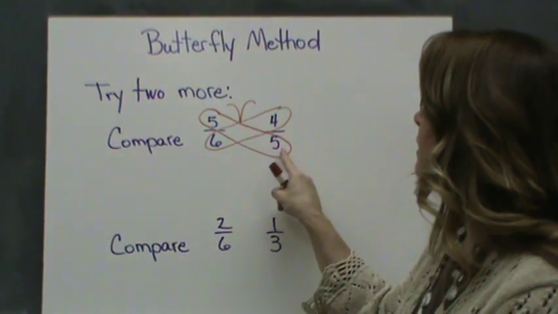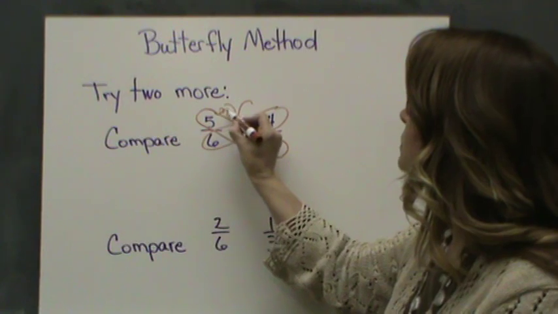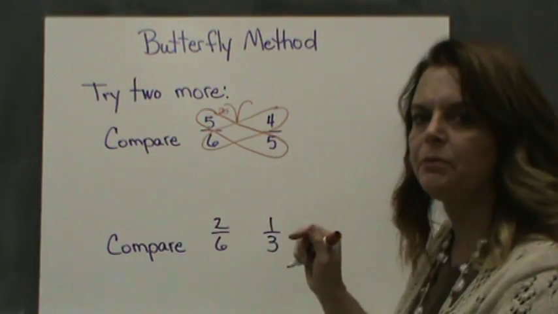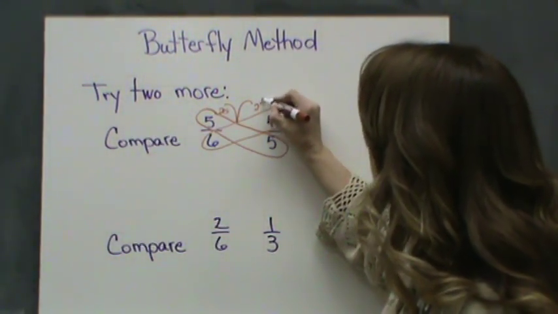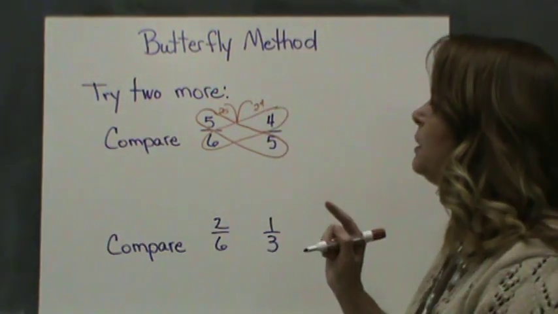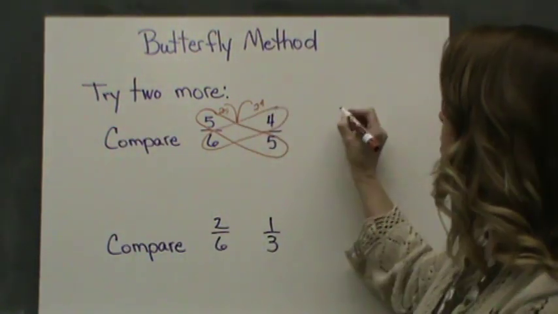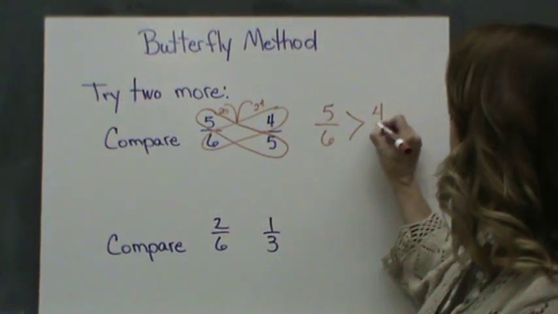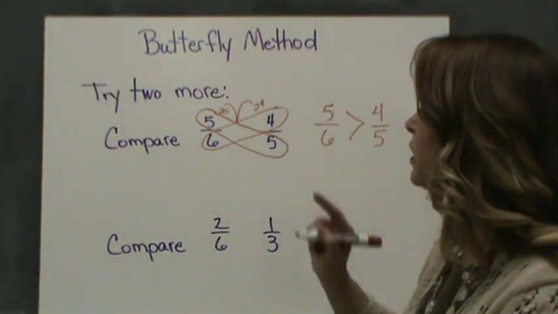So if I say 5 times 5, my product is 25. My factor is 6 times 4. It's going to give me the product of 24. So you can see they are close, but 25 is more than 24. So I know that 5/6 is greater than 4/5. Probably not by much, but it is greater.